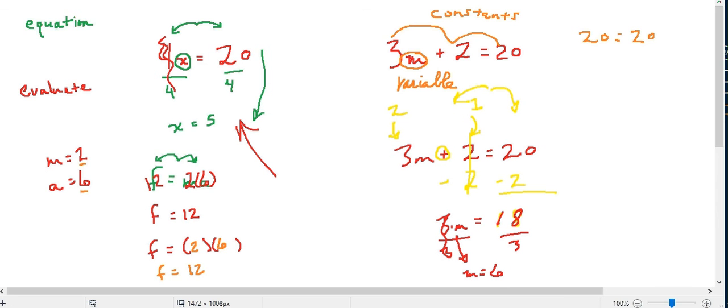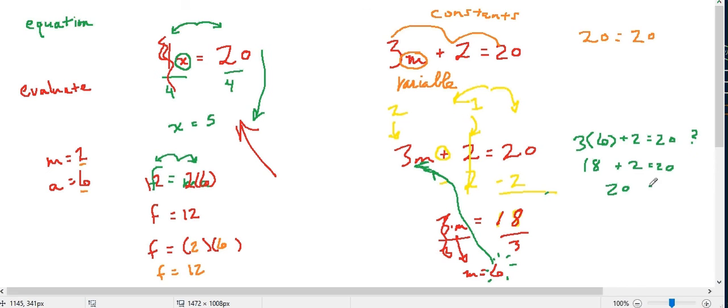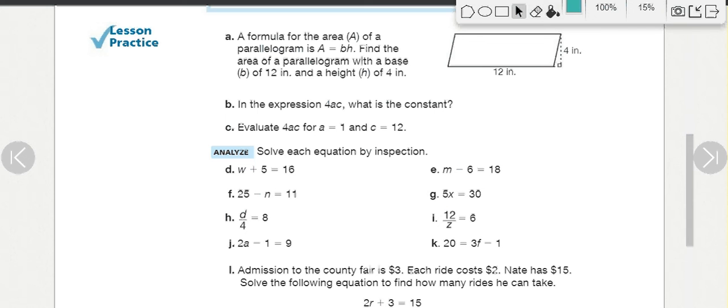How could I check that answer? I could put it back into what I'm saying it's worth, which is this m. And I would go 3 times m is 6. Add the 2, it should be 20. Is that true? If so, I got the right answer. 18 plus 2 is 20. Good. Okay, so we've evaluated in equations using constants and variables, substitution of values.